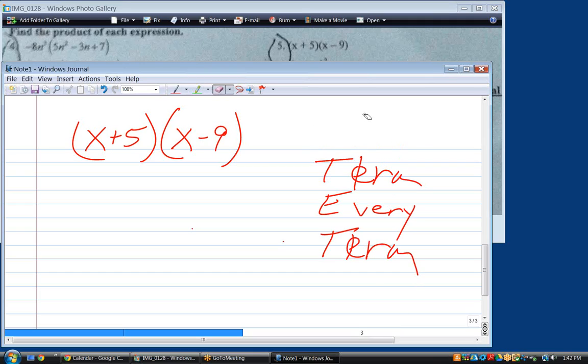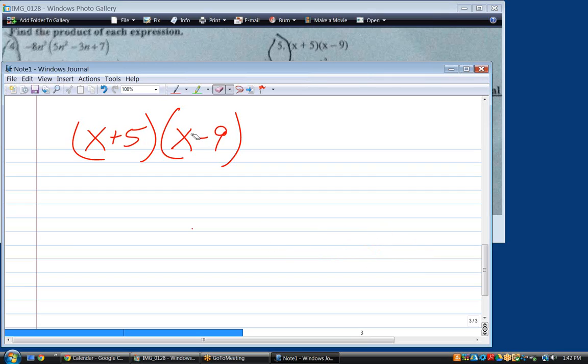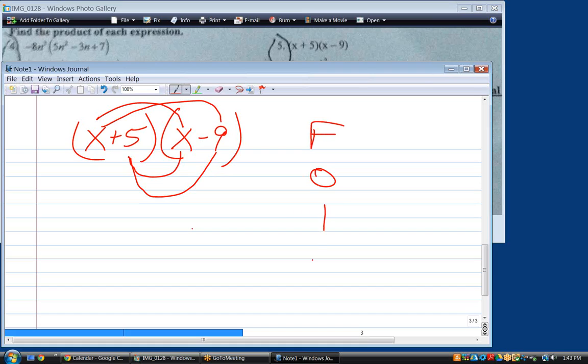What does that mean? That means that if we're multiplying two terms by two terms, we're going to multiply that times that, and then we're going to add that times that, and then we're going to multiply that times that, and we're going to multiply that times that. Now, some school systems call this FOIL because that's the first, that's the outside, that's the inside, that's the last. That's what FOIL stands for. First, outside, inside, last.